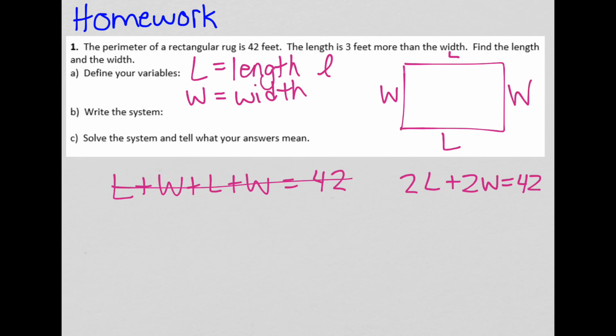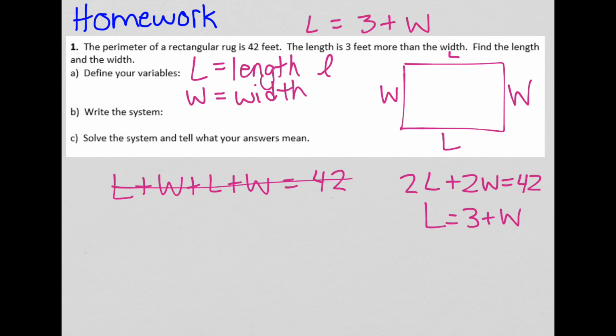Now let's go back to our problem. The length is 3 feet more than the width. Which one is longer? The length is. Not just because that's length, you know, L is for longer. No, it's because it says the length is 3 feet more than the width. Okay, so that is my second equation that I could write: L equals 3 plus W.